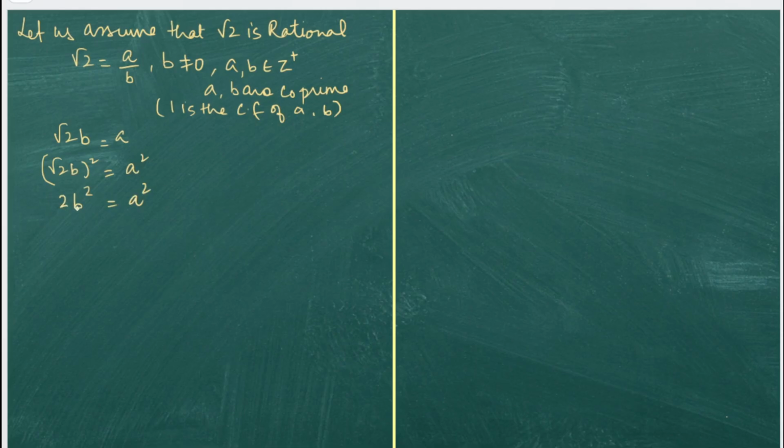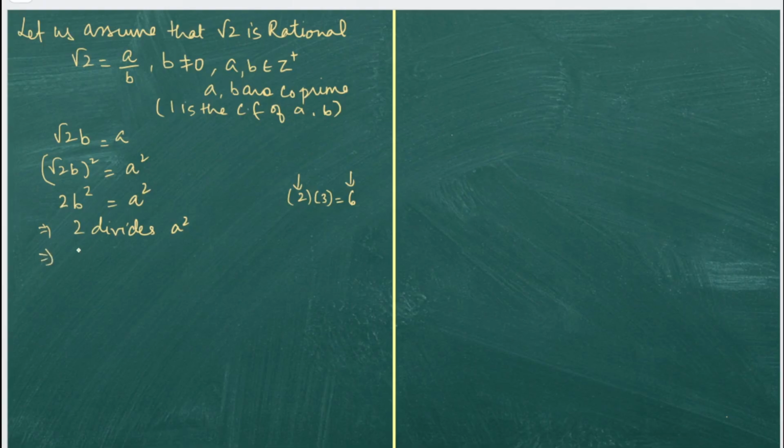Now when I write 2 times b square is equal to a square, it means that this 2 divides a square. Now how did we get this? Because I am able to write this a square as 2 times some other positive integer. For example, if I write down 2 times 3 is equal to 6, of course this 2 will divide this 6, because 6 can be written as 2 times some other positive integer. So similarly here, if 2b square is equal to a square, then of course 2 divides a square.